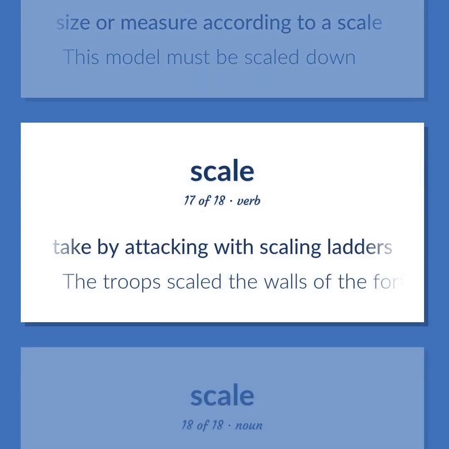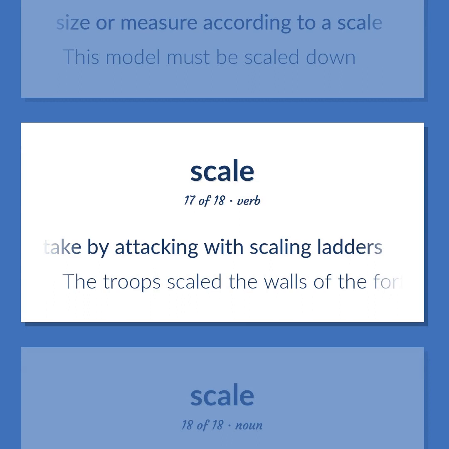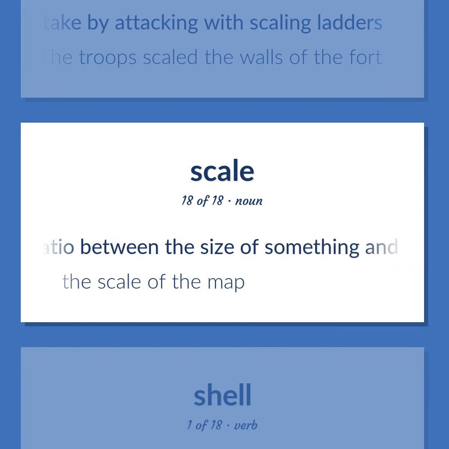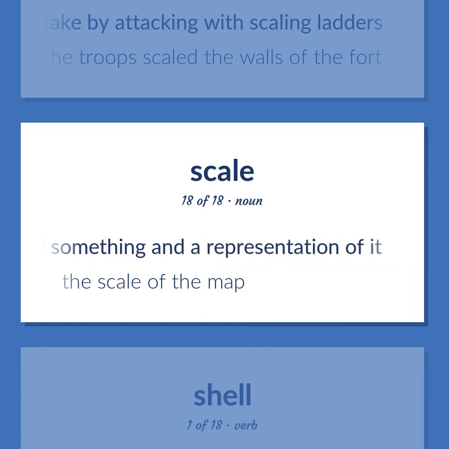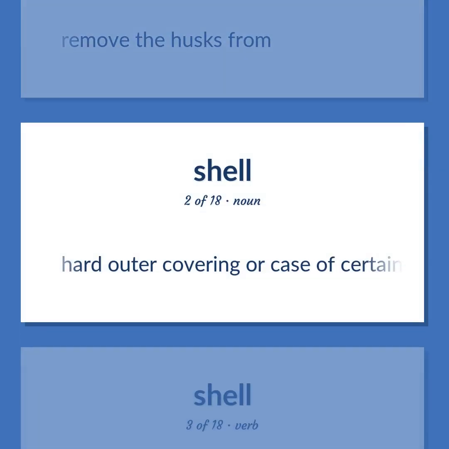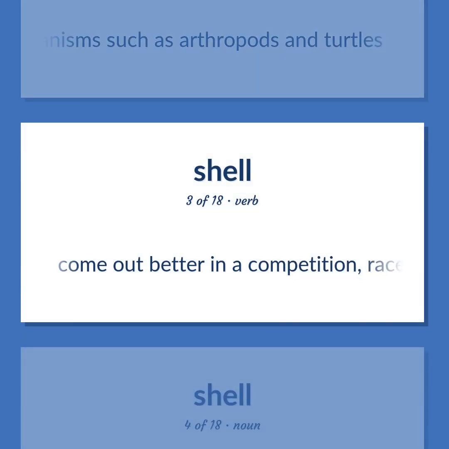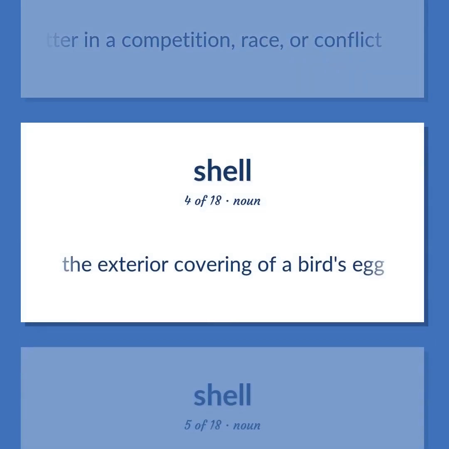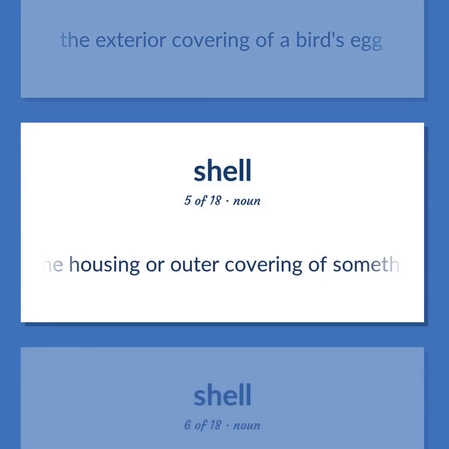Take by attacking with scaling ladders. The troops scaled the walls of the fort. The ratio between the size of something and a representation of it. The scale of the map. Remove the husks from. Hard outer covering or case of certain organisms such as arthropods and turtles. Come out better in a competition, race, or conflict. The exterior covering of a bird's egg. The housing or outer covering of something.